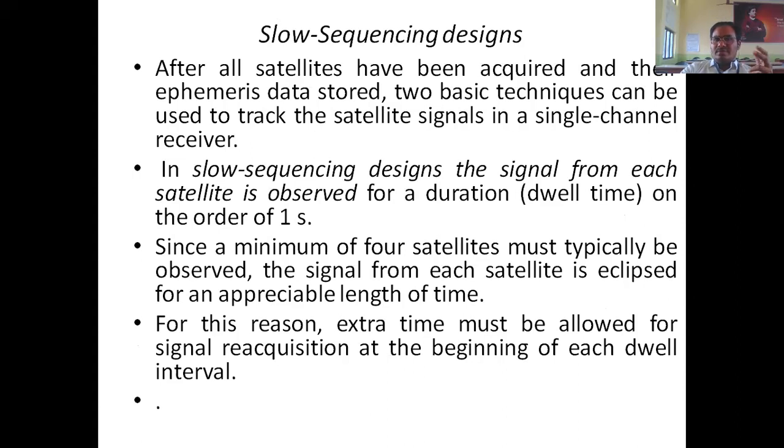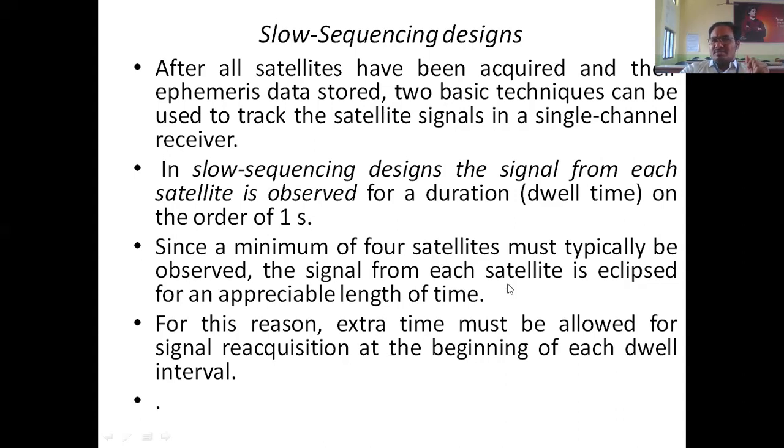So we go for slow sequencing designs. When slow sequencing is done, after all the satellites have been acquired and their FMRS data stored, two basic techniques can be used to track the satellite signals in single channel receivers. The first one is, in the slow sequencing designs, the signal from each satellite is observed for a duration on the order of 1 second.